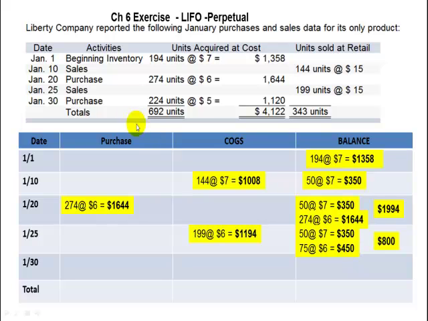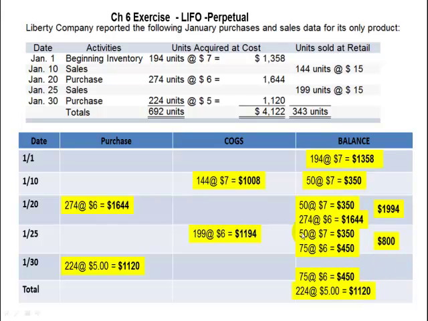The last thing we're going to do is purchase on the 30th 224 more units, and we're going to pay $5 a piece for those. We didn't sell anything on the 30th, but we have to put together a balance, and this balance is going to be made up of probably 3 layers. One of the layers is going to be the 75 units that we had from the ones that we bought at $6 a piece, which is $450. We're going to also have the 224 units we just purchased on the 30th, the ones that we paid $5 a piece for, which is $1,120.